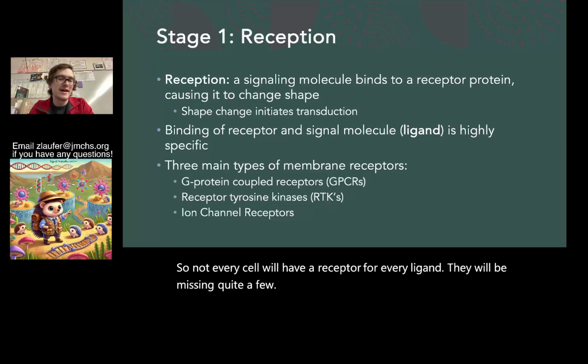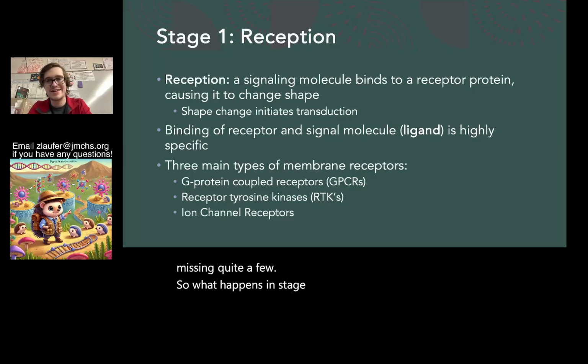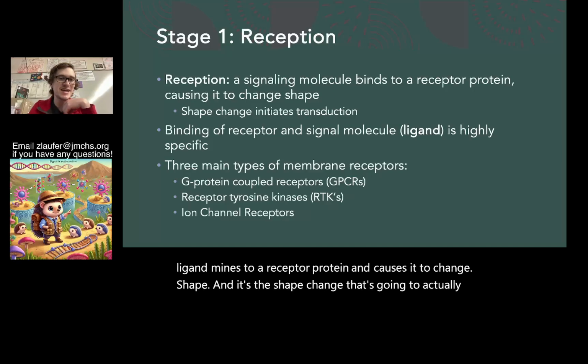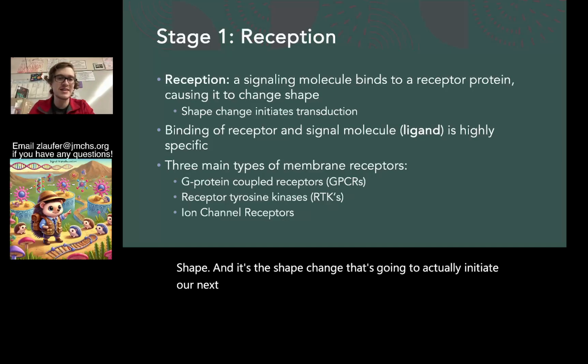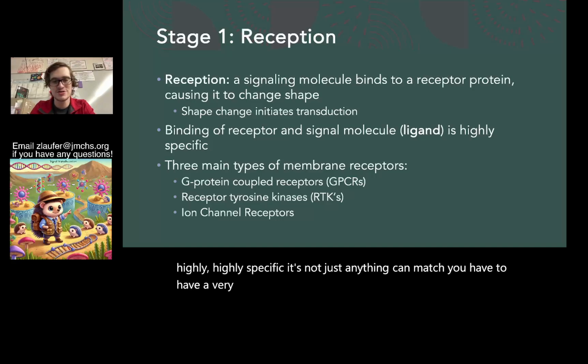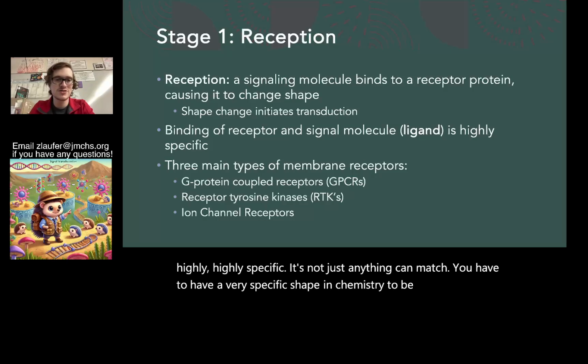So what happens in stage 1? Again, it is a signal molecule. Your ligand binds to a receptor protein and causes it to change shape. And it's the shape change that's going to actually initiate our next step inside the cell membrane. Again, this binding is highly, highly specific. It's not just anything can match. You have to have a very specific shape and chemistry to be able to bind to the receptor.